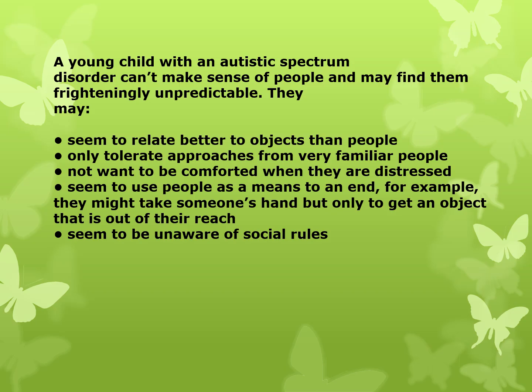A young child with an autistic spectrum disorder can't make sense of people and may find them frighteningly unpredictable. They may seem to relate better to objects than people, only tolerate approaches from very familiar people, not want to be comforted when they are distressed, seem to use people as a means to an end. For example, they might take someone's hand, but only to get an object that is out of their reach. Or they may seem to be unaware of social rules.